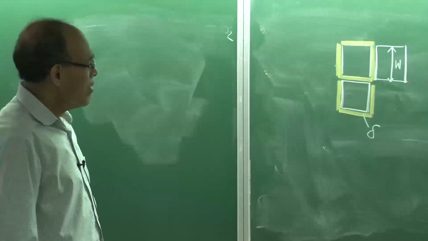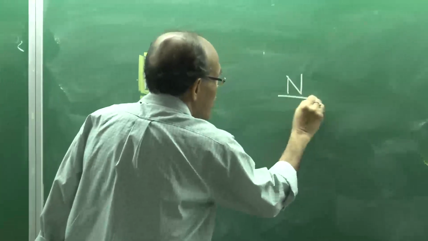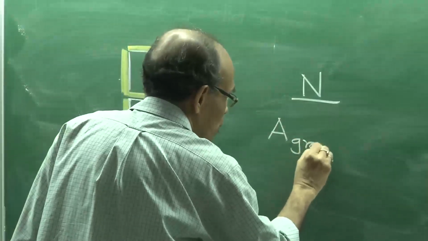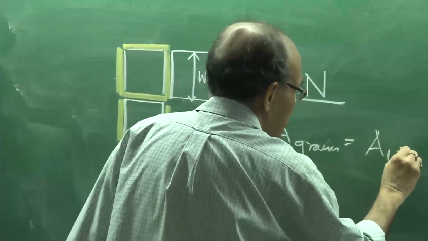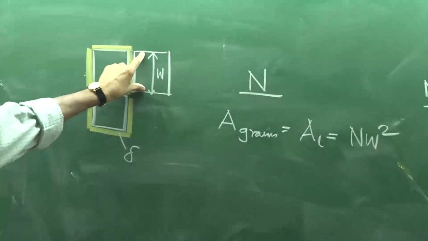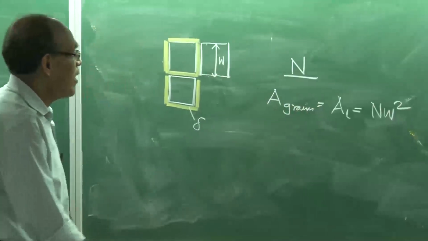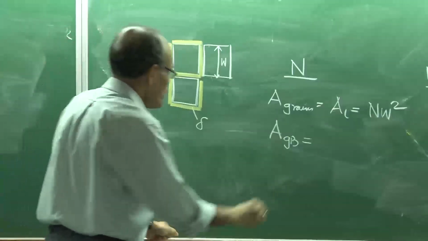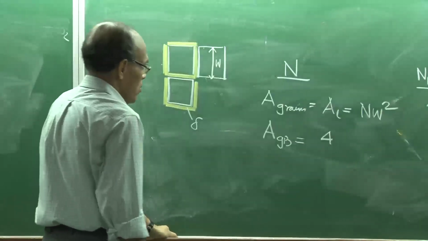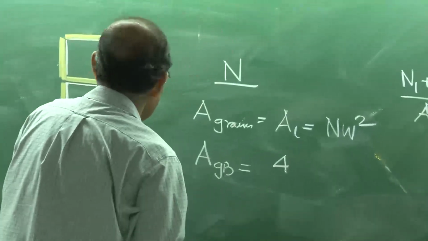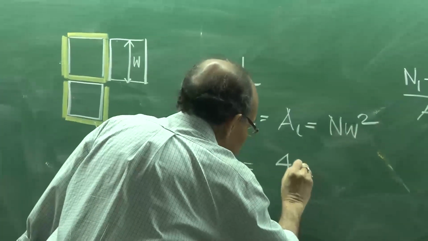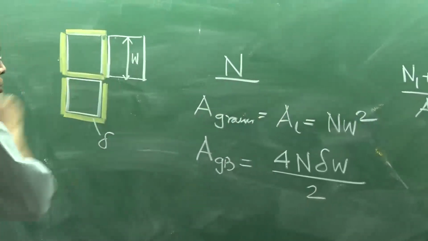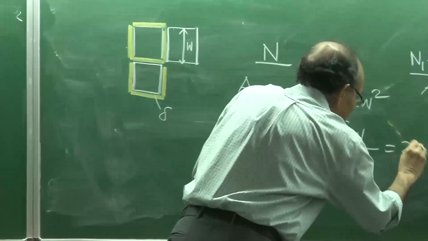Then I want to find out the relative areas. Let us say there are n total number of grains. The area of grains, which we call the lattice area, AL, is equal to n into W squared, because W is assumed to be square: W into W is the square, and there are n such elements. What is the grain boundary area? Because it is a two-dimensional figure, each grain is surrounded by 4 boundaries, so it is 4 multiplied by n into delta into W, and because each grain boundary is shared between two grains, I divide it by 2. So this becomes equal to 2 n delta into W.